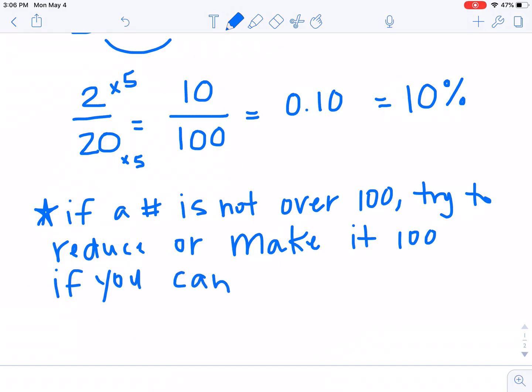Sorry for the messy handwriting. But you always want to do this before you use a calculator. So that was sort of a quick review. And now I want to talk about percents of a number.